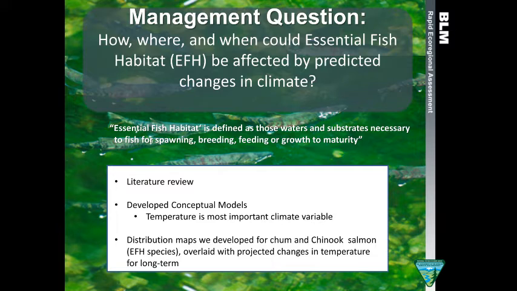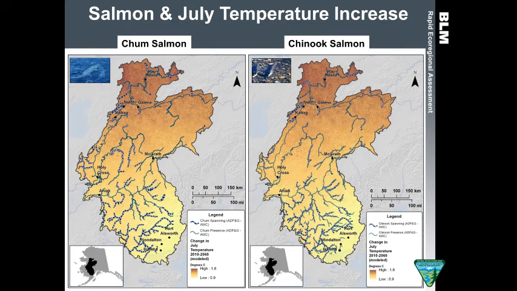So to answer the how part of the question, we did an extensive literature review and developed a conceptual model, and from that process, we pulled out temperature as one of the most important climate variables. And then to answer the where and when part of the question, we took our distribution maps and then overlaid our change in temperature data for the long term to look at where those impacts might be greatest. And this is a product of the spatial analyses. So on the left is the chum salmon and then Chinook salmon on the right.